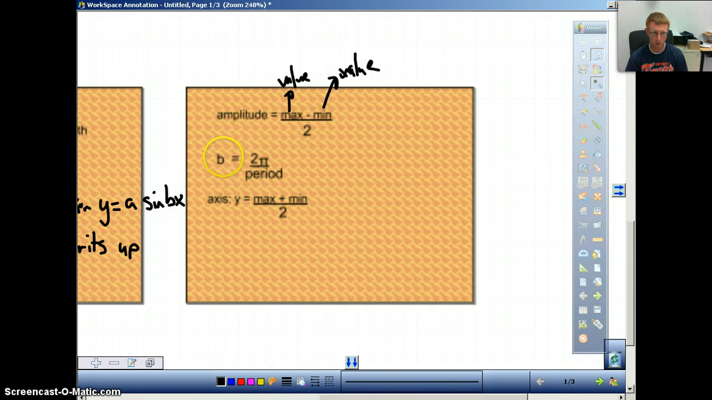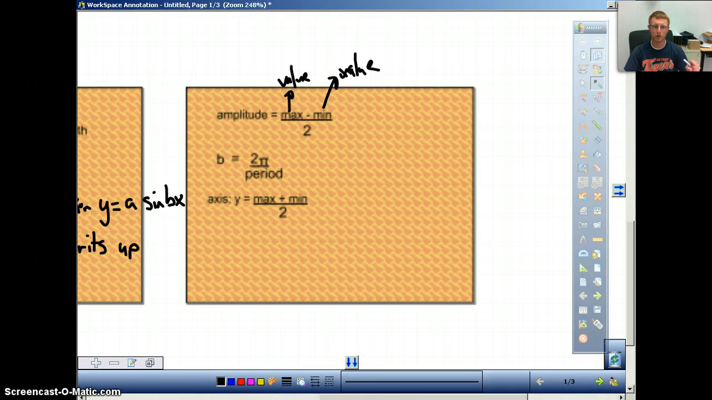The period, or the b, the frequency, the b of the equation will always be 2 pi divided by the period. Remember, period is how long it takes to get from the start of a point to the next part. Maybe you're going to use the peak, the highest point on the sine curve. How long does it take to get from one high point to the next high point? That's the period. So doing 2 pi divided by that will give us what our b is. And the axis will be the middle of it.